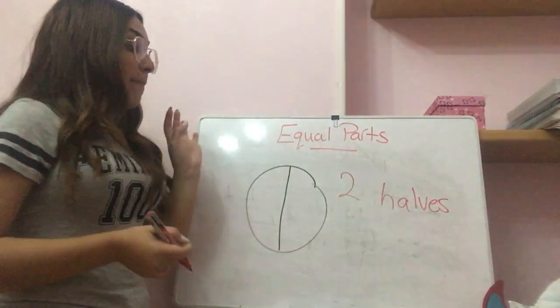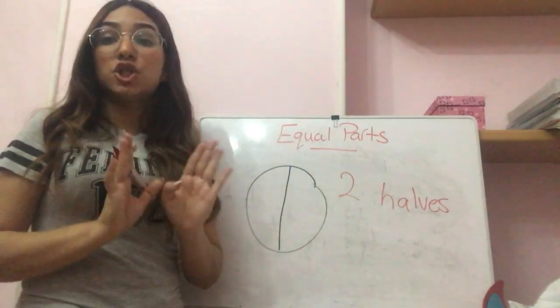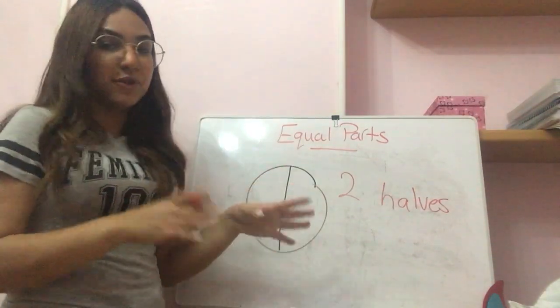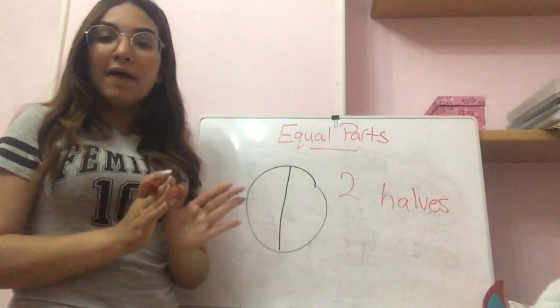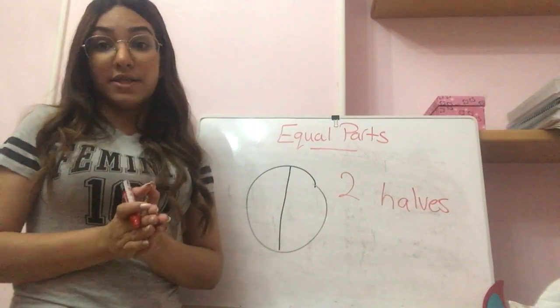Make sure that if you cut or split any 2D shape, both parts, or whatever the 3 or 4 parts, have to have the same size. They have to be equal shares.